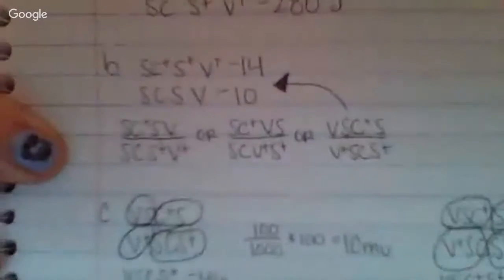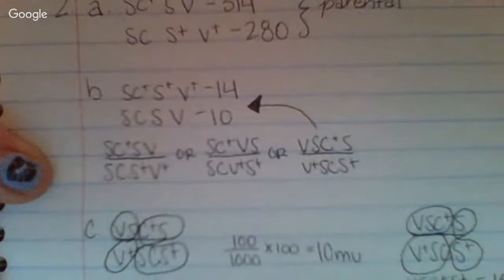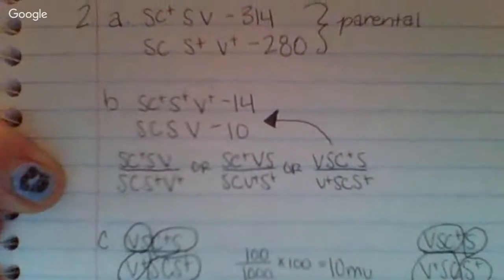And so for B, we start by finding the lowest numbers. They're going to be the SC plus, S plus, V plus. Three of them are the wild type, and that gives us 14. And then SC, S, and V is all of the traits, which gives us 10. So the way that I try to do the recombination is that I try to switch the first and second alleles, and if that doesn't work, then I switch the second and third alleles.